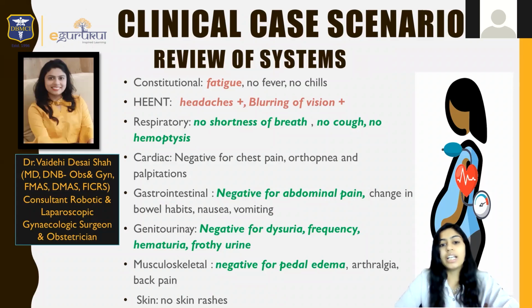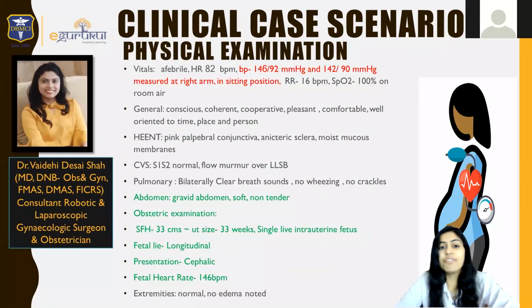So, if we look at the physical examination of the patient, the vitals were quite stable. She was afebrile. Her heart rate was 82 beats per minute. Blood pressure was 146 by 92 millimeters of mercury, and then 142 by 90 millimeters of mercury, measured at the right arm in the sitting position.